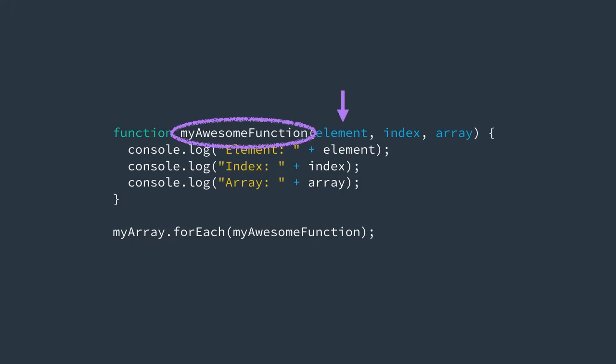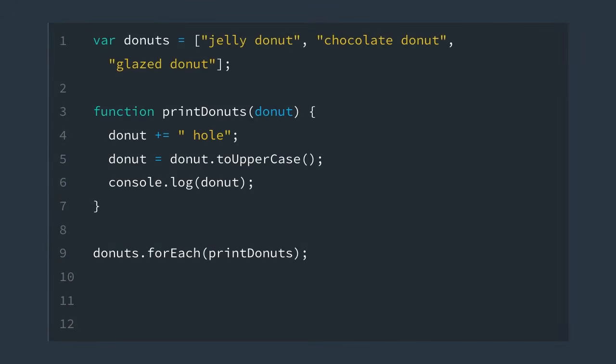element, which refers to the actual value of the element in the array, not the array index. For the array index, we have a different parameter called index, which refers to the element's index. And finally, array, which is just the array that you started with. Here's an example of forEach with the donuts array from before. See how the printDonuts function is passed into the forEach method?